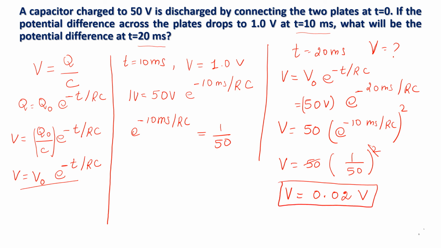The answer is V equals 0.02 volt. See here, at t equal to 10 millisecond, the voltage drops from 50 volt to 1 volt. At t equal to 20 millisecond, the potential difference is 0.02 volt.